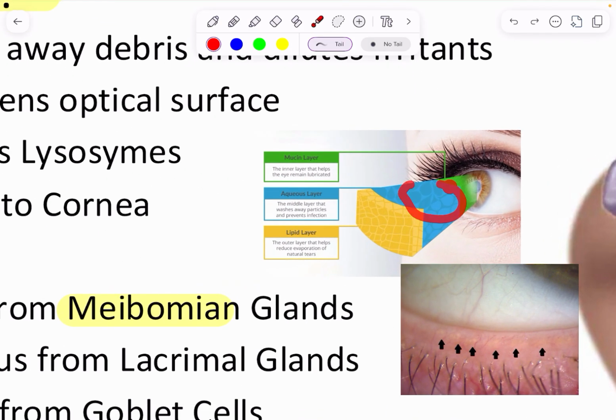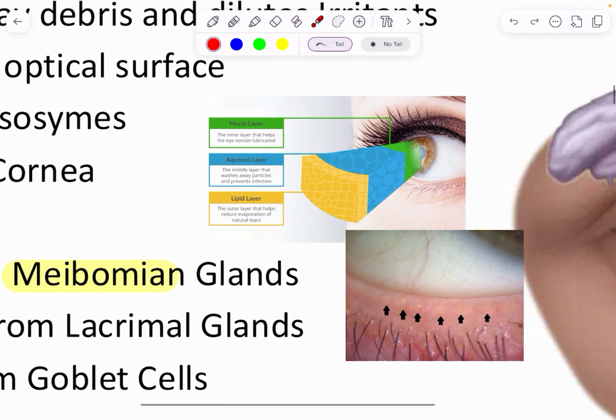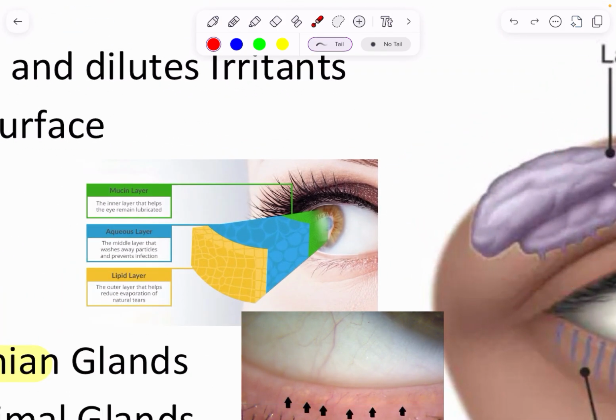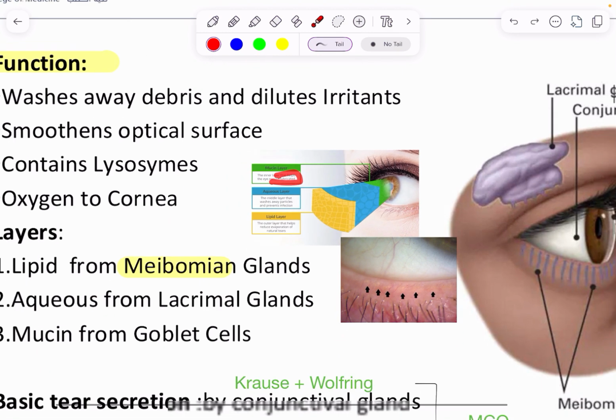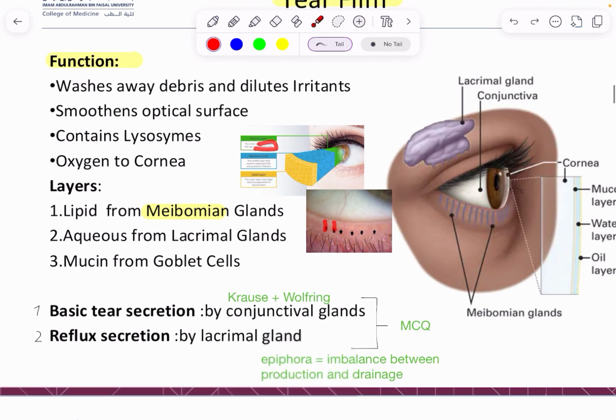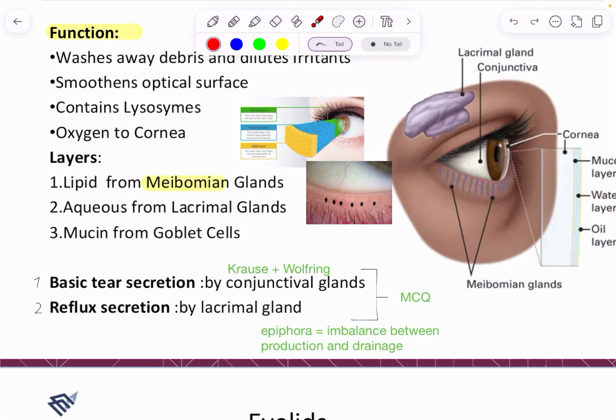This is the antimicrobial layer. It's produced by the lacrimal glands اللي هي هذه وبعدين عندنا the mucin is produced by the goblet cells this is what keeps the eye lubricated. طبعا إذا شفتوا بالslit lamp you can see the meibomian glands كده مسوية. المهم and then we also have two types of tear secretion.